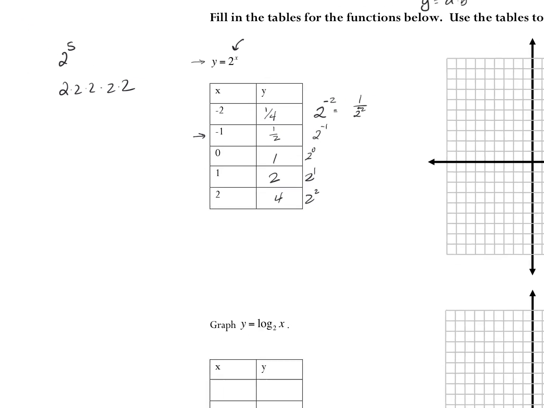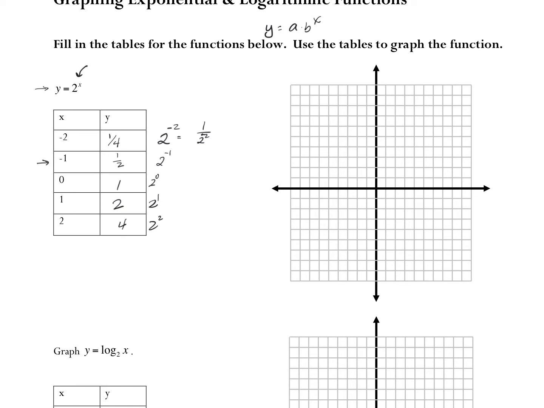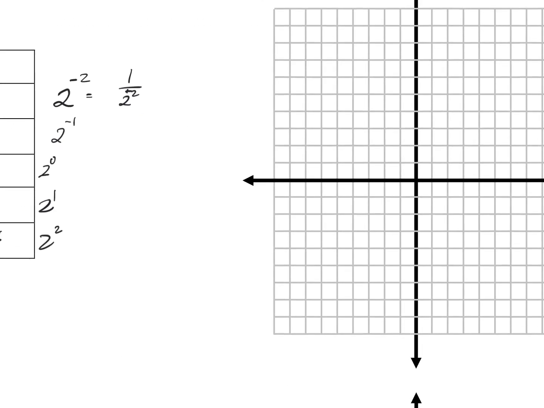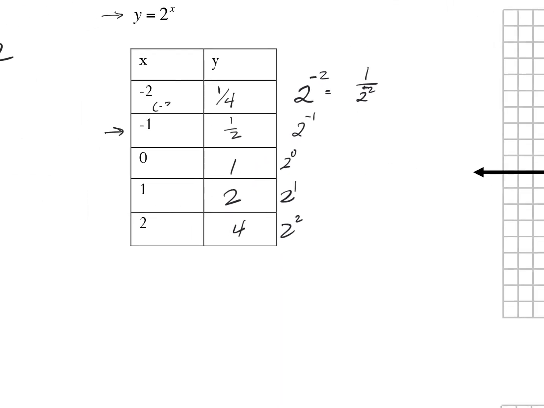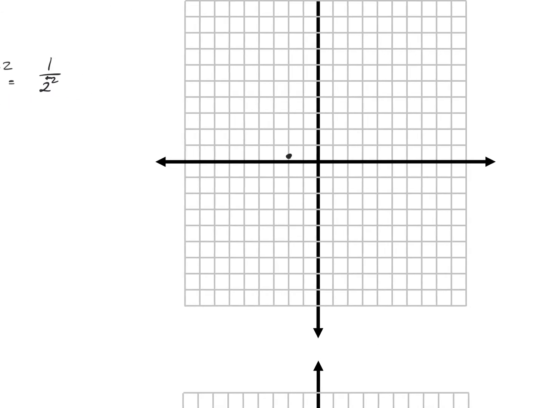4. All right, so since I'm trying to come up with a graph, negative 2, 1/4 would be roughly here. And guys, if it's not exactly 1/4 of the way up, you fail for the year. Understandable. And all I'm doing is plotting this point, negative 2, 1/4. And then I'll do negative 1, 1/2. You guys with me on this? So negative 1, 1/2, 0, 1, 1, 2, 2, 4.